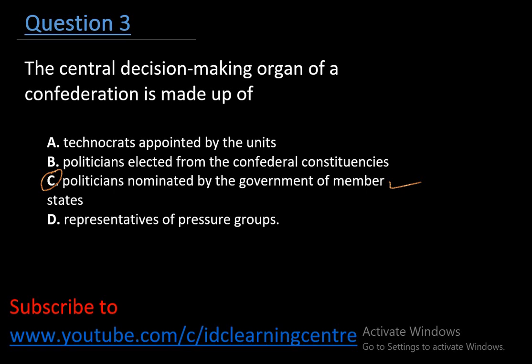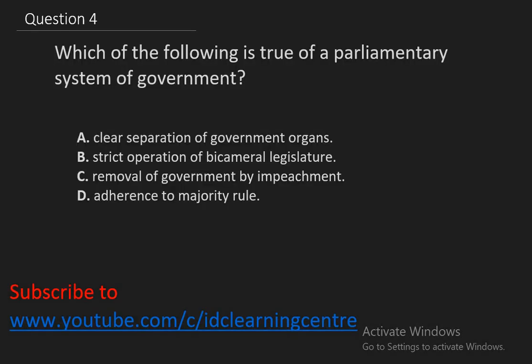Question 4. Which of the following is true of a parliamentary system of government? A. Clear separation of government organs. B. Strict operation of bicameral legislature. C. Removal of government by impeachment. D. Adherence to majority rule. The right answer is D.